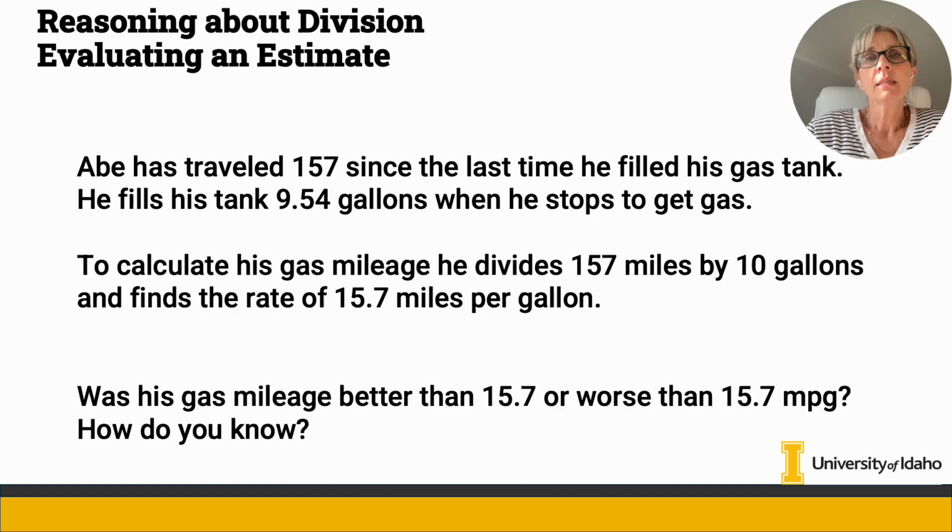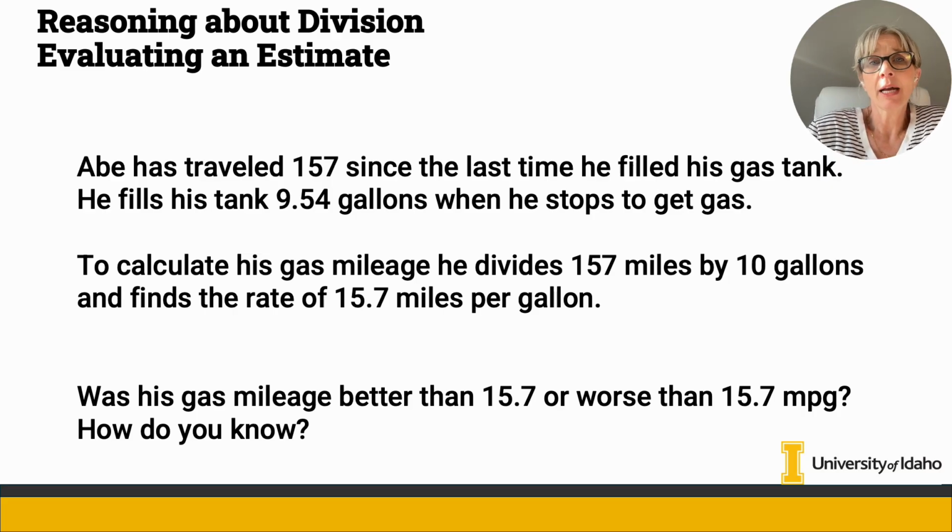This is a reasoning problem that we're going to try mentally. Abe has driven 157 miles since the last time he filled up his gas tank. He fills his tank with 9.54 gallons when he stops to get gas. To calculate his gas mileage, he divides 157 miles by 10 gallons and finds the rate of 15.7 miles per gallon. Was his gas mileage better than 15.7 or worse than 15.7?